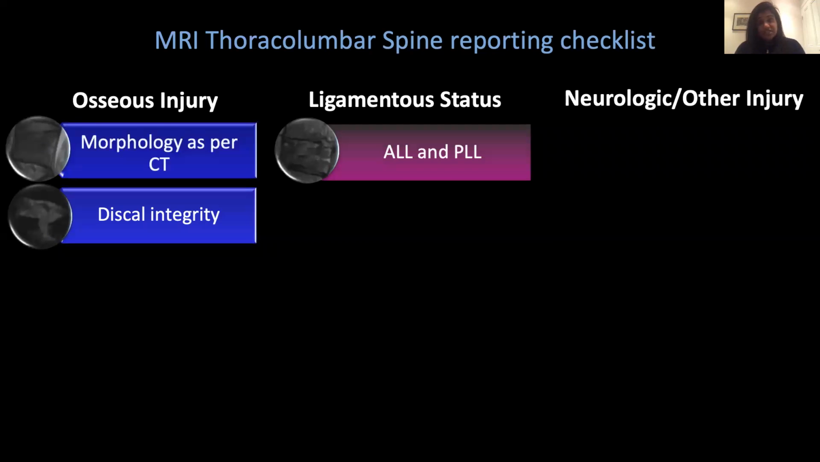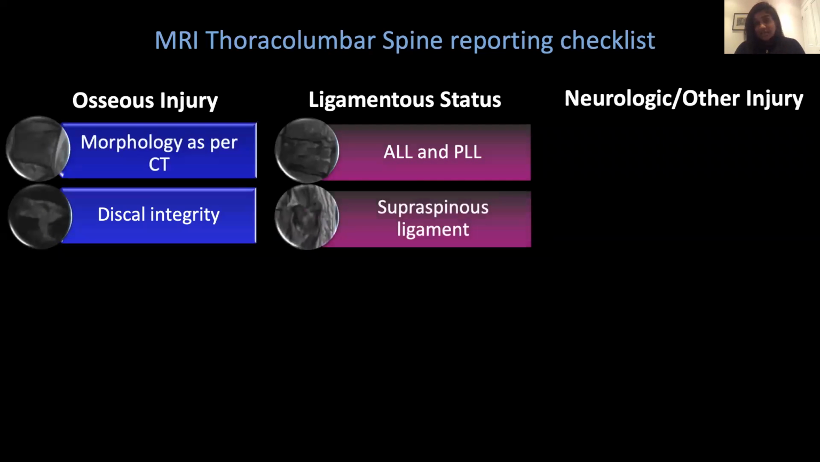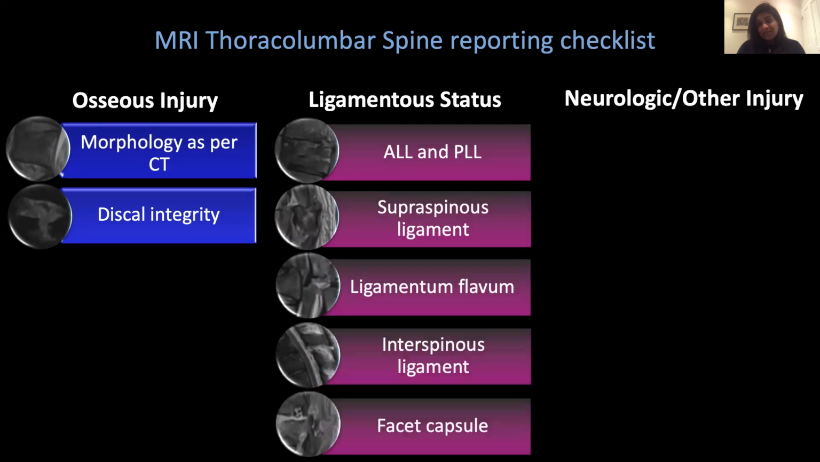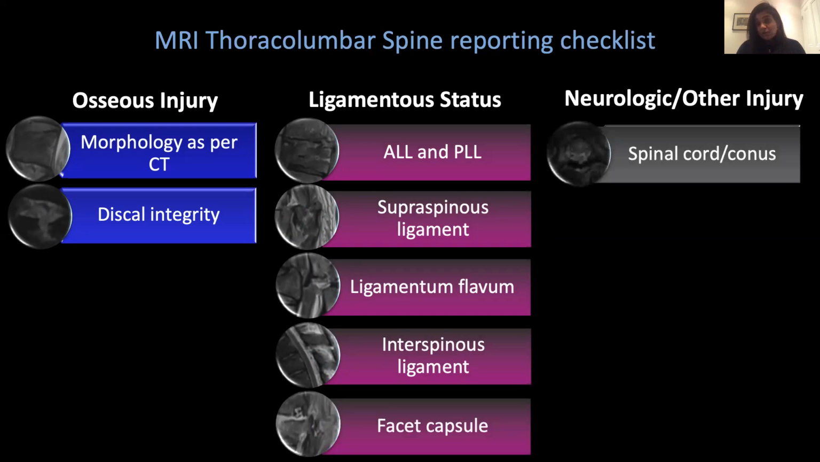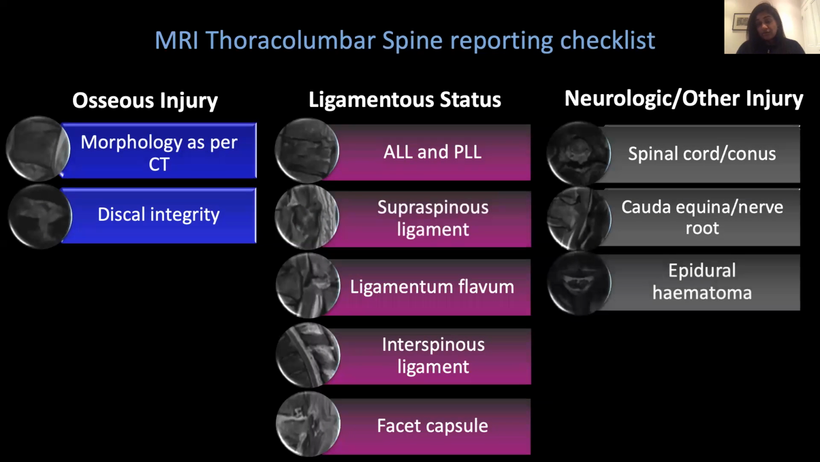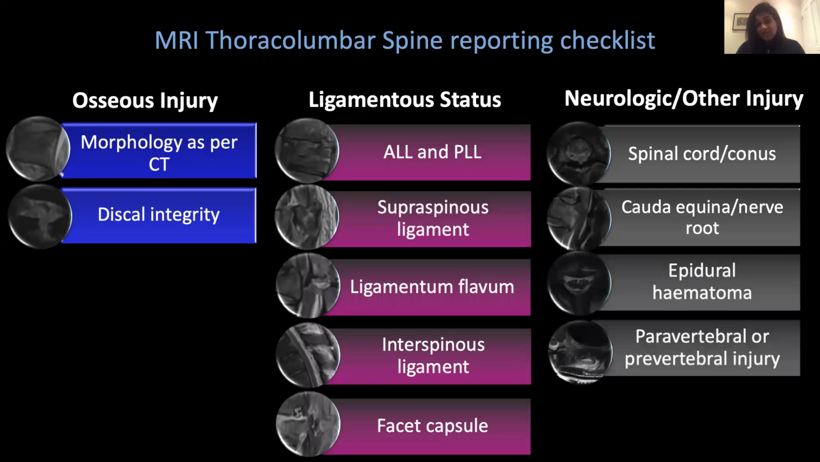Then we'll look at the ligamentous status, so carefully assessing for the continuity of these ligaments. So continuity, are there any defects? Do they look thinned? Can you see them? Do they look edematous? ALL, PLL, supraspinous ligament, ligamentum flavum, interspinous ligament, and the facet joint capsule. And then we'll look for neurological or other injuries. So is there any compression of the caudal conus? Is there any signal? Does it look edematous? Does it look transected? And similarly with cauda equina and nerve roots. Is there any evidence of epidural or subdural or intrathecal blood? And is there any evidence of paravertebral or prevertebral injury?